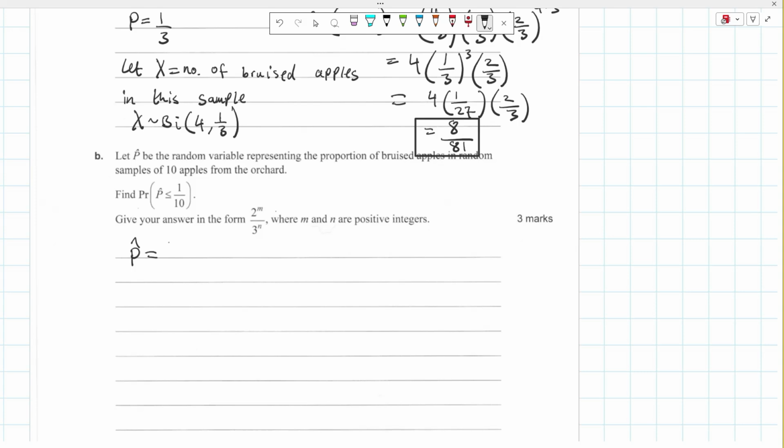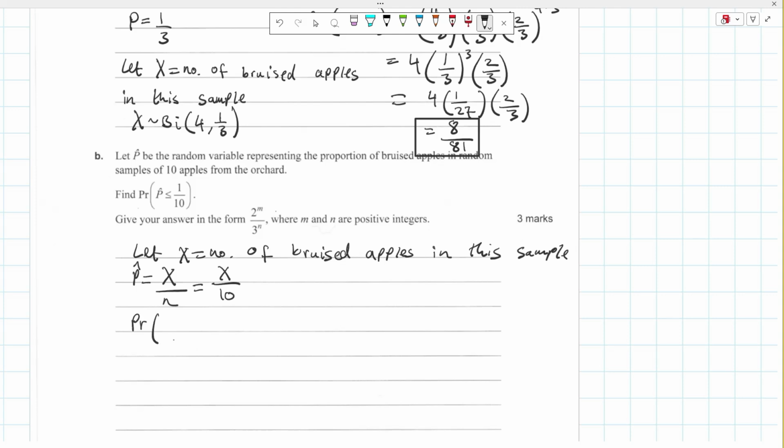So it's going to be, and before we do this, let's just do let x equal the number of bruised apples in this sample. Right, so p hat is really just x, which is the number of bruised apples in the sample, divided by n, which is the sample size. Now n is 10 because it's samples of 10 apples. So x over 10. That's what p hat is.